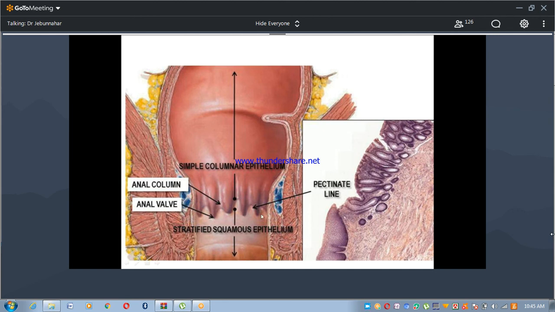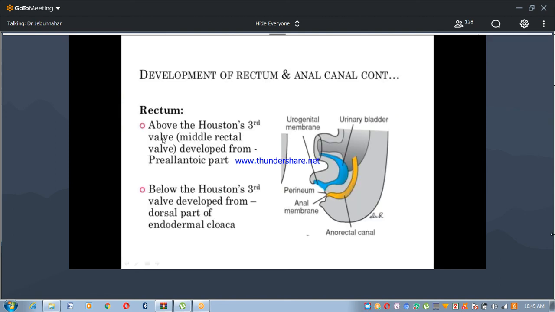The anal valves, endodermal and ectodermal. Connection between endodermal and ectodermal. Here lie the anal valves. These are the anal valves. And this is the pectinate line. Stratified squamous epithelium is ectodermal in origin. Simple columnar epithelium is endodermal in origin. This junction is separated by the pectinate line.